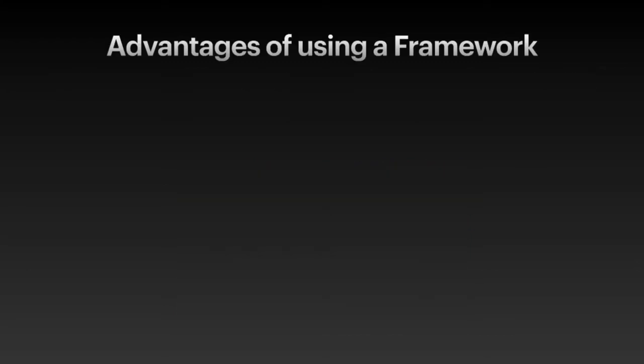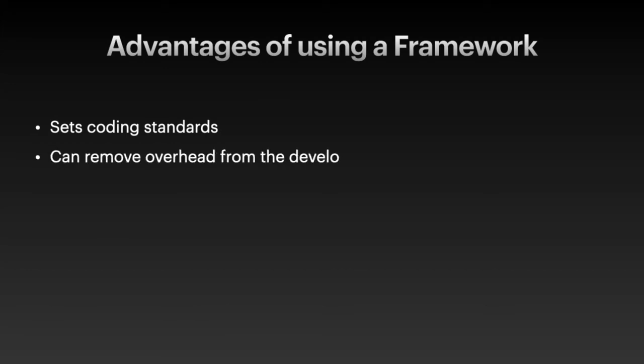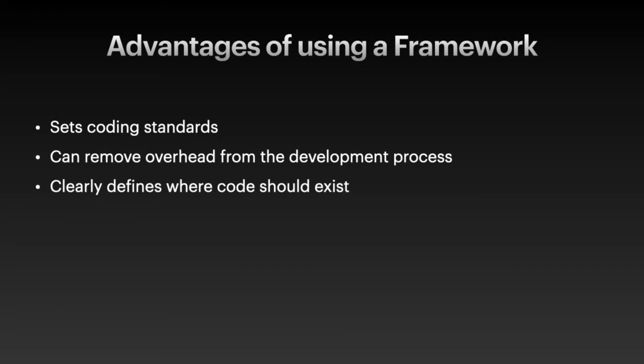Some of the advantages of using a framework are that it sets coding standards. A framework can remove some of the overhead from the development process. If you're working with a very large scale application or have multiple developers working on an application, it can remove some of that overhead that is required when you're scaffolding the application to begin with. A framework clearly defines where code should exist.